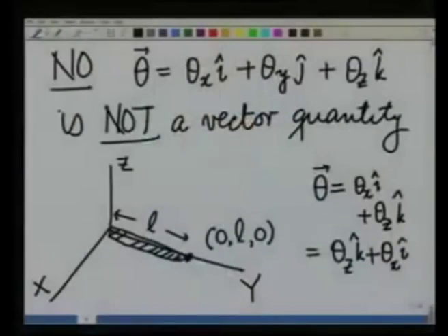On the other hand, if I give rotation about the z axis first and then about the x axis, it ends up in this position. That means theta x i plus theta z k is not the same as theta z k plus theta x i. Let me show it again.